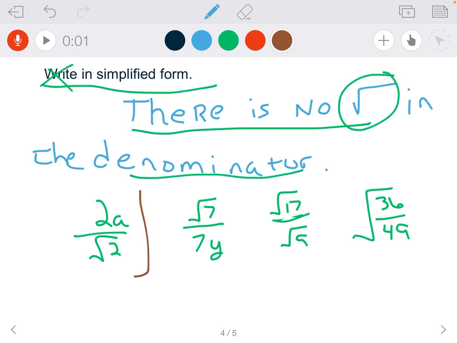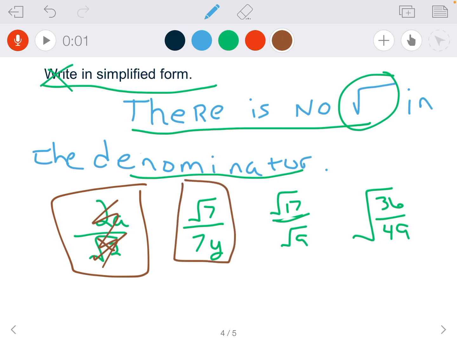So let's look at our examples. So I'm looking at 2a over radical 2. Well, this can't be, so this is not simplified. The second choice, I don't have any radicals in the denominator. It's okay to have a variable, so this could be it. This one is not simplified because the square root of 9 is really 3. And the same thing for the last one.